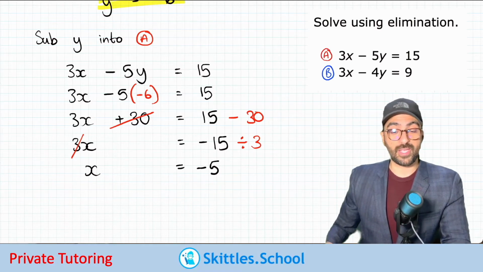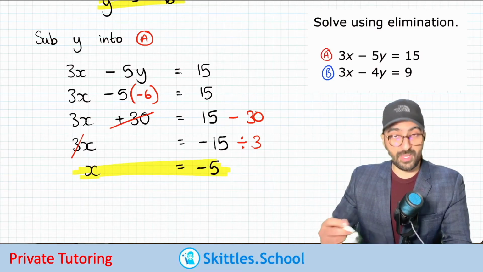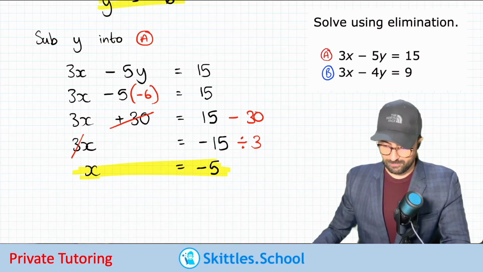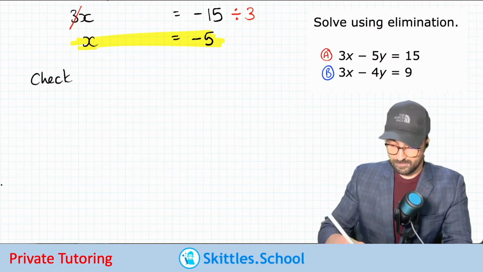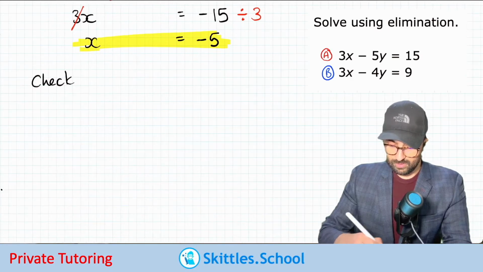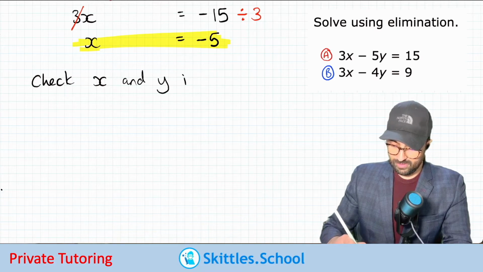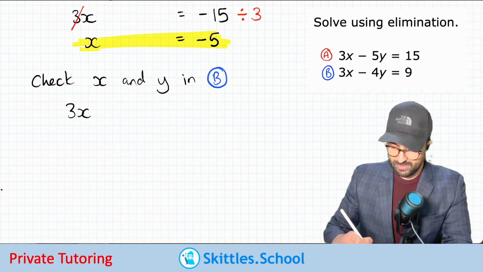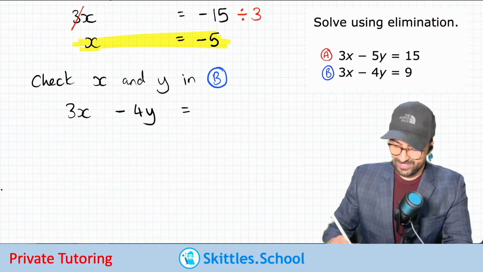So now we've got a value for x and we've got a value for y. But how do I know if they're right? What we can do is we can check them. We can sub them both into equation B to check them. So let's do that. Let's check both x and y in equation B. So what was equation B? It's above my head. It's 3x minus 4y equals 9.